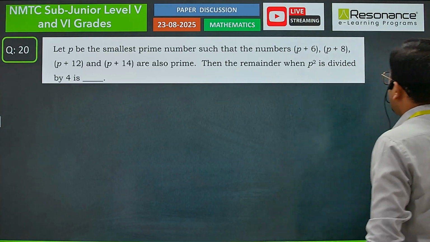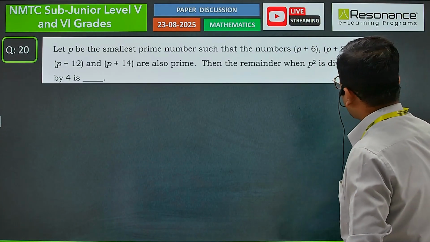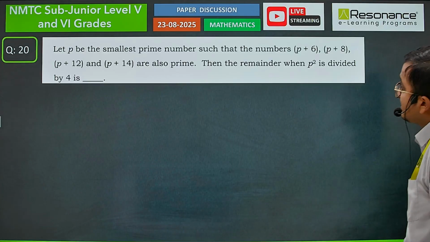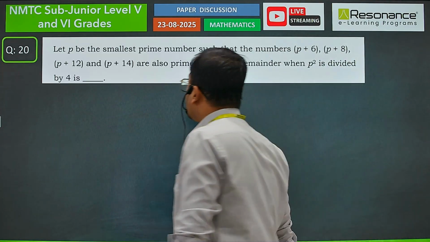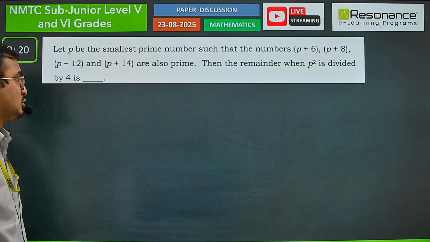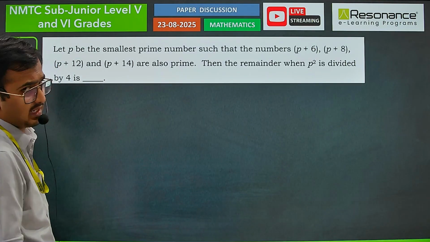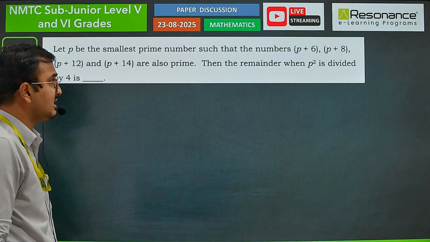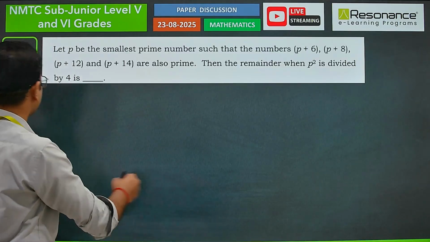Okay, so p plus 6, p plus 8, p plus 12, p plus 14 are also prime numbers, and p is a prime number. So let's start with 2 plus 6, absolutely not. 3 plus 6, absolutely not. Then let us take 5 plus 6, yes. So let's start with 5.